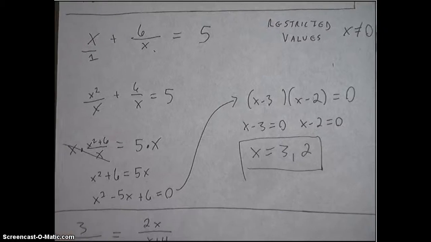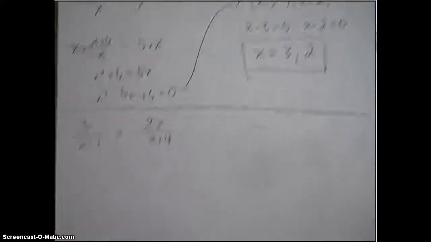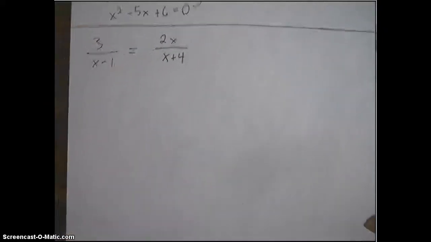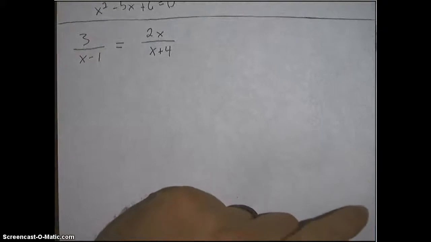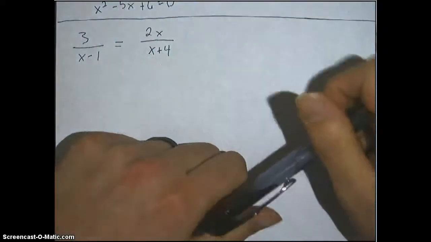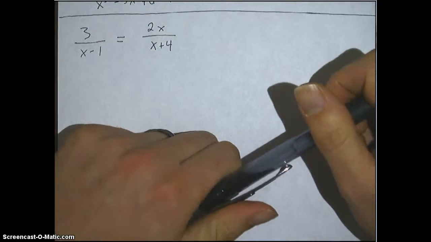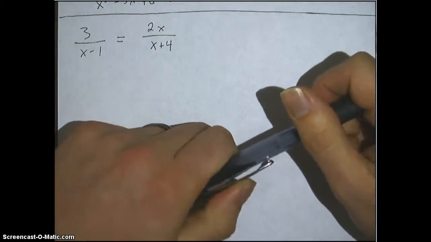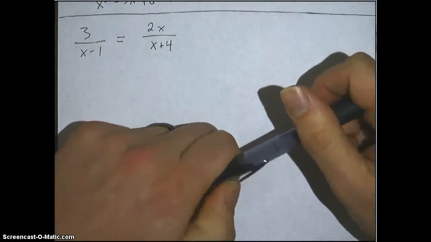Moving on to a different kind of problem. This is another solving rationals problem here. And this may look familiar. This kind of looks like proportion problems you maybe had done in Algebra 1. And they're solved much the same way.